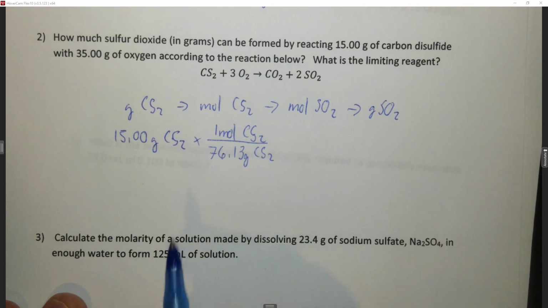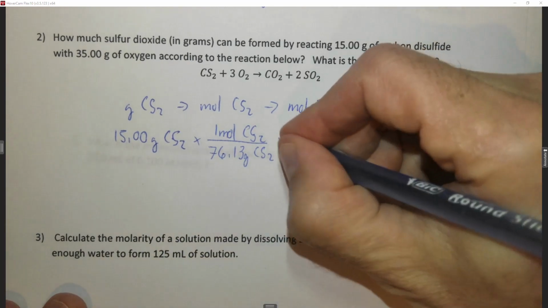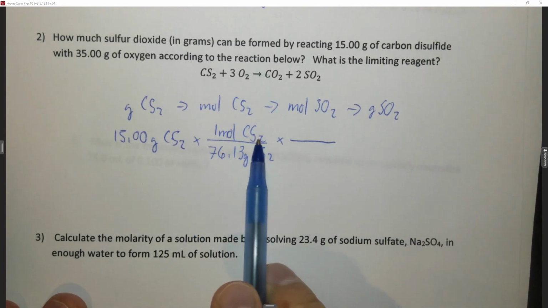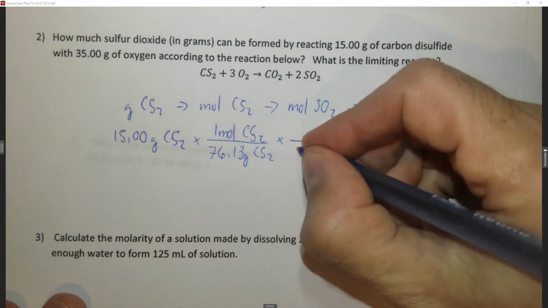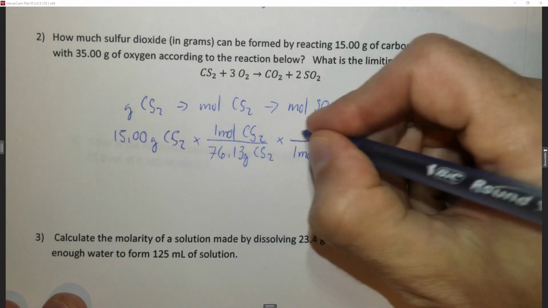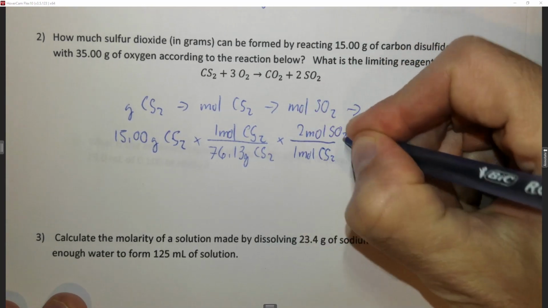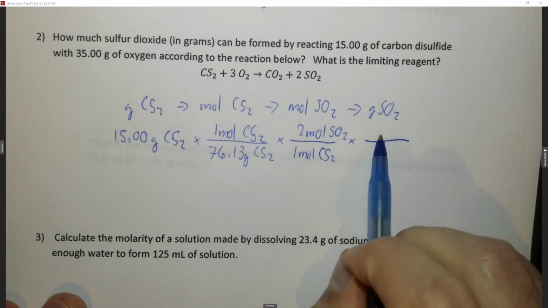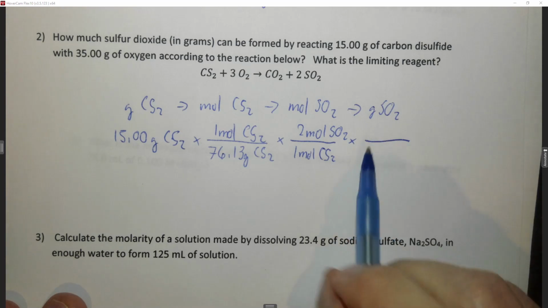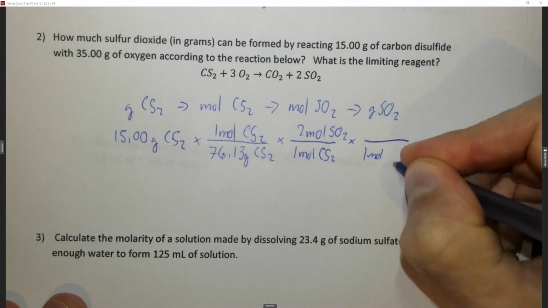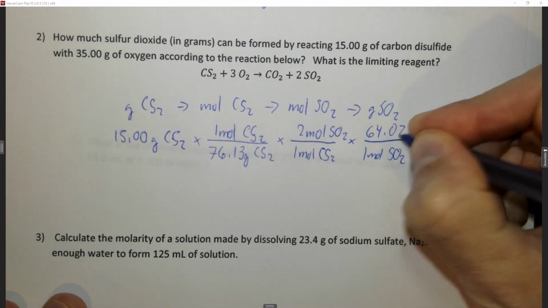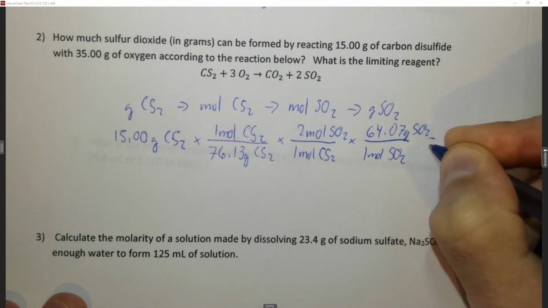just like in the previous question. We now need to go from moles of CS2 to moles of SO2. To go from moles of one thing to moles of another, we always use the balanced chemical equation. In this case, we want CS2 to cancel out, so we put the 1 mole of CS2 on the bottom, and on top, the 2 moles of SO2. Then we want to convert to grams of SO2 using the molar mass of SO2, which happens to be 64.07. In this case, we want moles to cancel out, so we put the 1 mole of SO2 on the bottom and the 64.07 grams of SO2 on top.